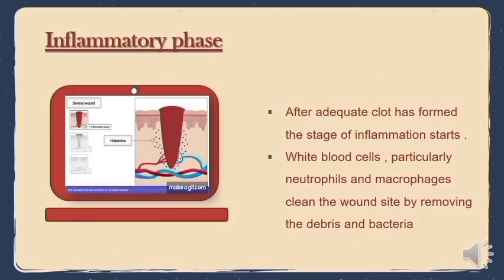Second is the inflammatory phase. After an adequate clot has formed, the stage of inflammation starts. White blood cells, particularly neutrophils and macrophages, clean the wound site by removing the debris and bacteria. When the inflammatory process starts, there will be release of chemokines and cytokines. Okay, and these will recruit the immune cells. Blood vessels will dilate and become more leaky and permeable, and these immune cells will sneak in and remove the debris and whatever microbes or bacteria have already entered inside, right?